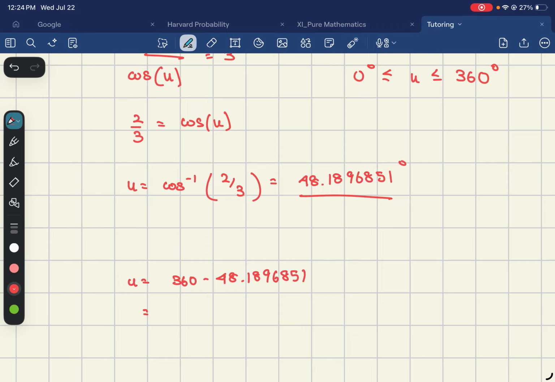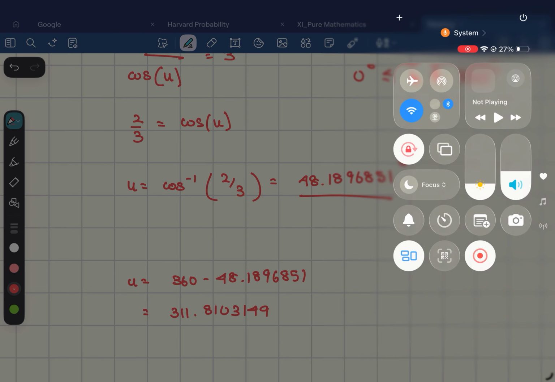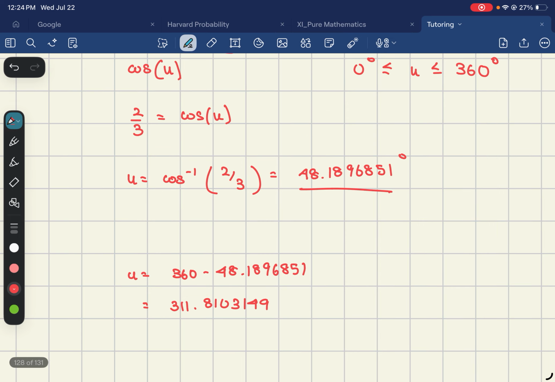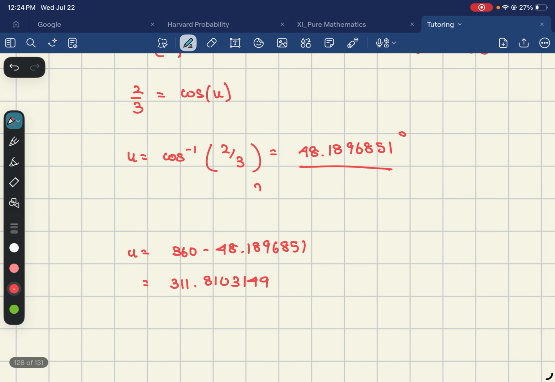All right. And that is going to be 311.8103149. So we have our 2 answers. But remember, u is just 2x. So 2x is equal to 48.1896851. So this implies we can get our values of x from here.